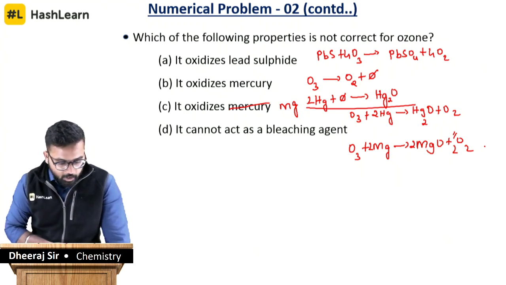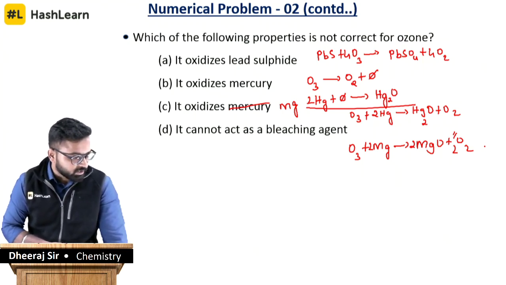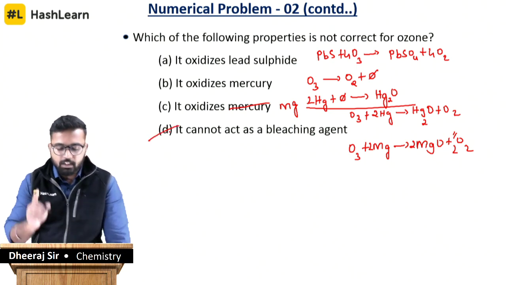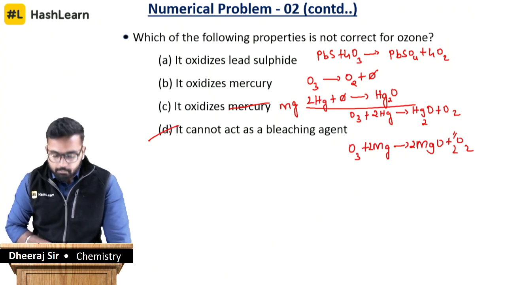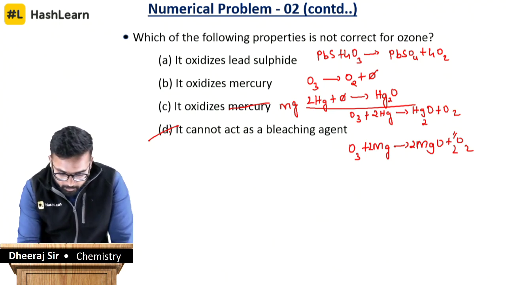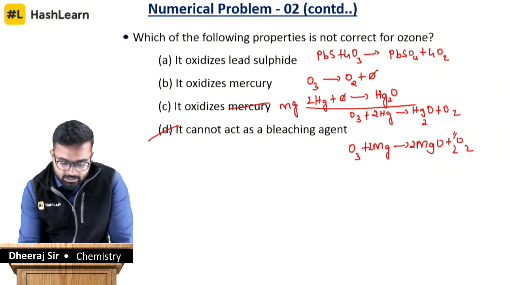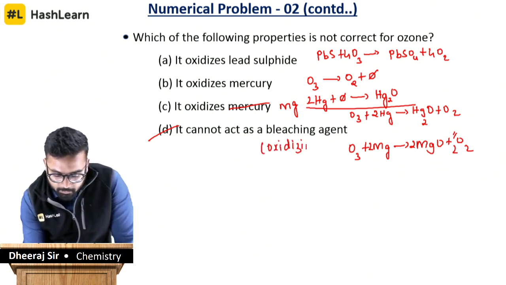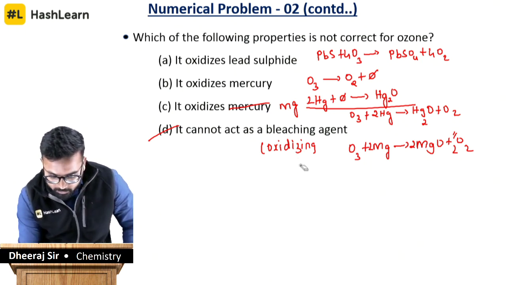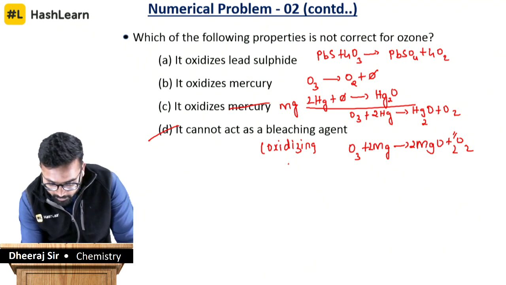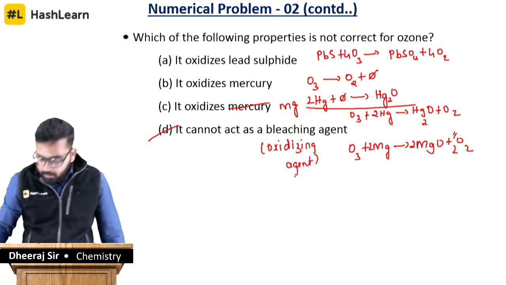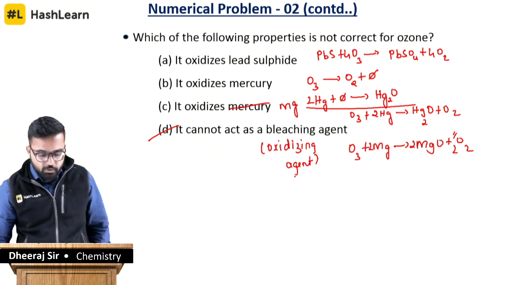Now the next one is: it cannot act as a bleaching agent. Sakshi says that is the right answer. Yes, it is the right answer, because ozone definitely can act as a bleaching agent as well. If ozone is a very good oxidizing agent, it can act as a bleaching agent. Bleaching simply means removal of any coloring agents, and oxidation is what is needed to remove the colored material. So it is option D.